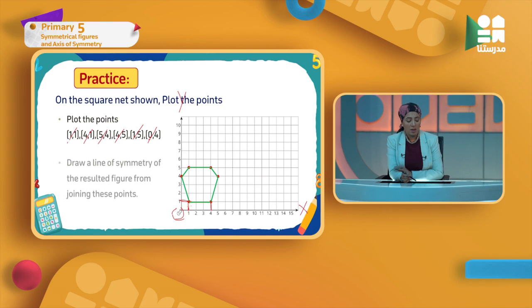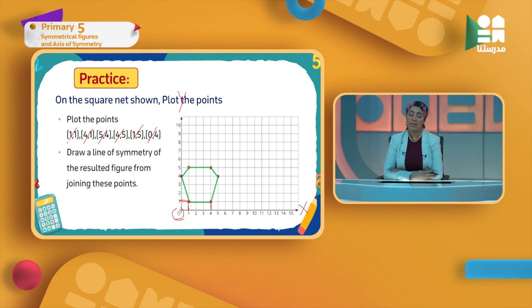And your second question is to draw a line of symmetry of the resulted figure from joining these points. I will join these points first, and then I will draw a line of symmetry.